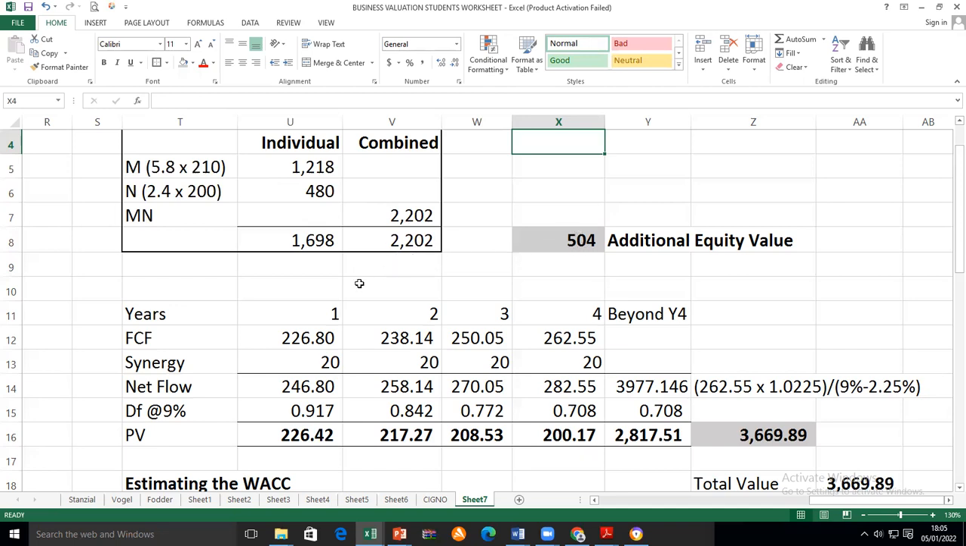So in terms of the comment, you say, before we discuss the issue of how much premium to offer, this combination is acceptable because it brings an additional value. If these companies operate on their own, 1698, if they combine 2202, there's an additional value or synergy of 504 arising from this combination. The benefit now depends on how much of that we give them. So we can decide how much to give them.